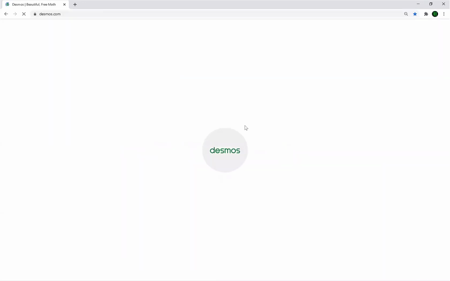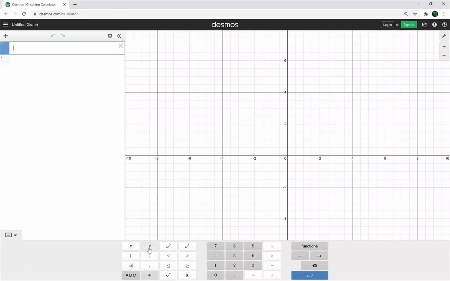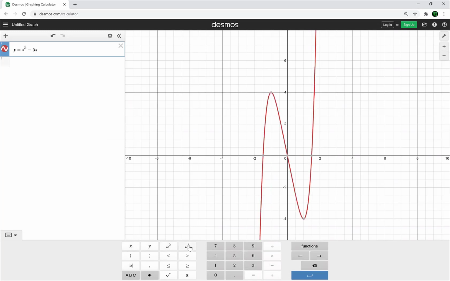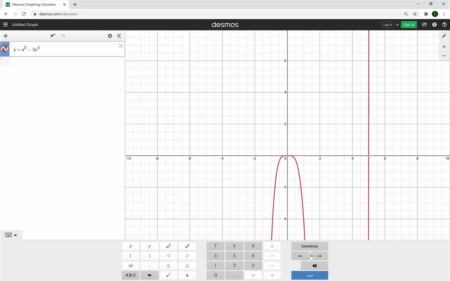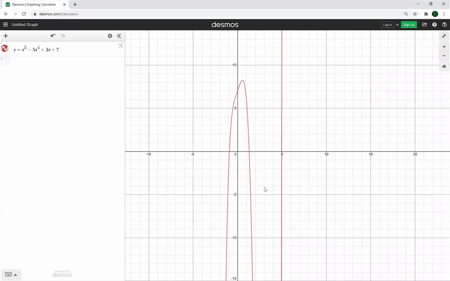And in Desmos, we can look at it right now. I already forgot what the equation was. Short-term memory. Y equals, Viacana, can you hook me up? Oh man, that was not nice, miss. x to the fifth minus 5x to the fourth plus 3x plus 7. All right, let's see.